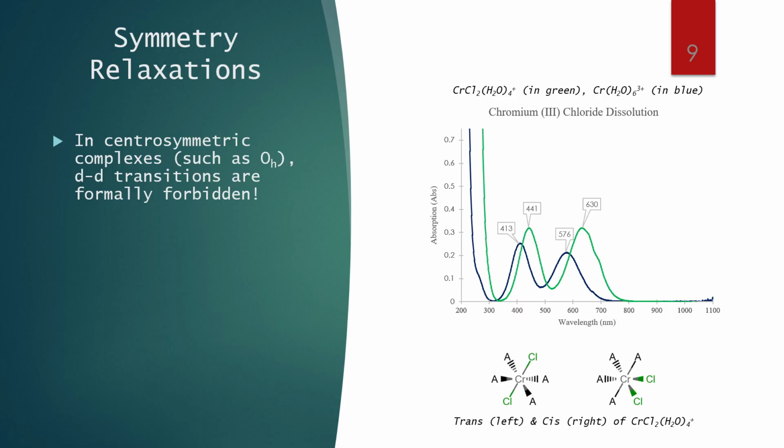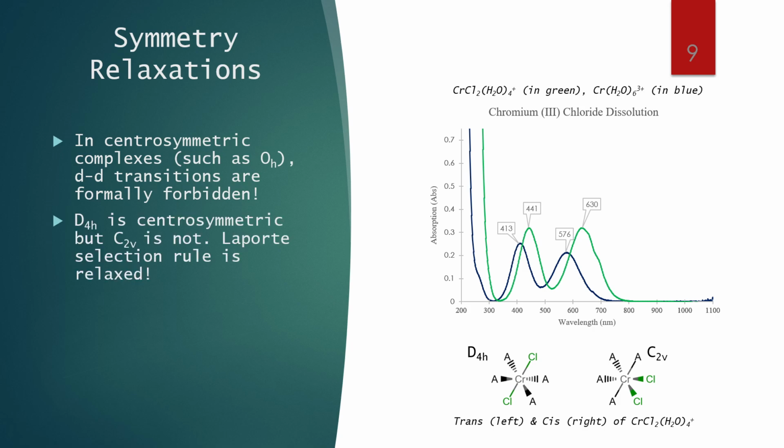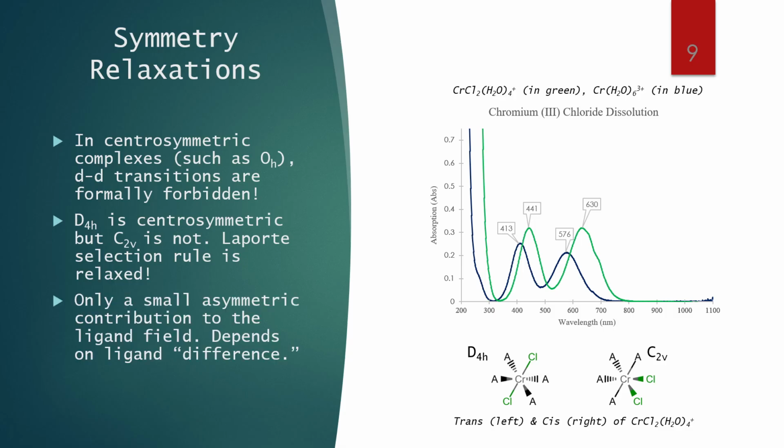If we consider our two structures for the dichloro species, we can either have the trans on the left or the cis on the right. Now, the trans has a symmetry of D4h, and the cis has a symmetry of C2v. Now, you might notice that D4h is centrosymmetric, but C2v is not. So the Laporte selection rule is then relaxed. There's only a small asymmetric contribution to the ligand field from these chlorines because there's not a huge difference between water and chlorine, as we'll see later.